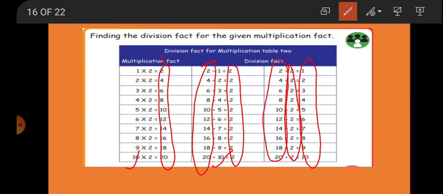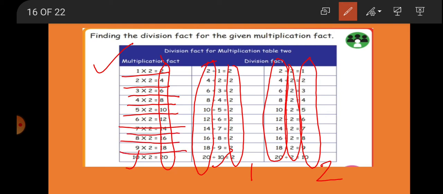So this is the way we can write a division fact in 2 ways. This is 1 and this is 2. Understood? This is multiplication. 2 table: 2 into 1 is equal to 2. 2 2s are 4, 2 3s are 6, 2 4s are 8, 2 5s are 10, 2 6s are 12, 2 7s are 14, 2 8s are 16, 2 9s are 18, 2 10s are 20.